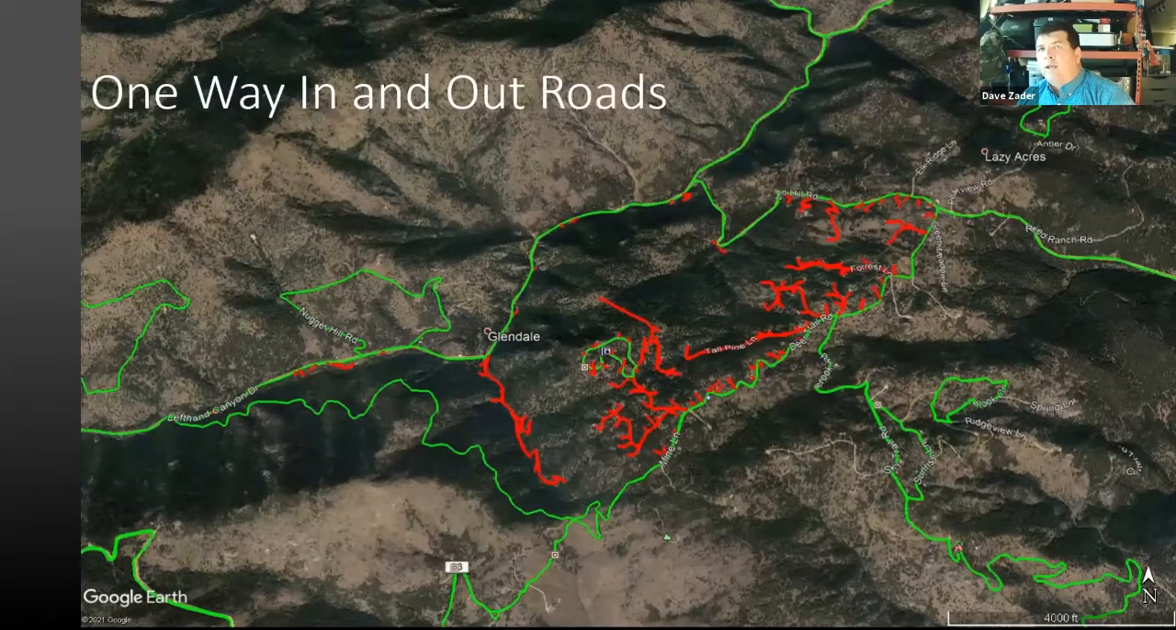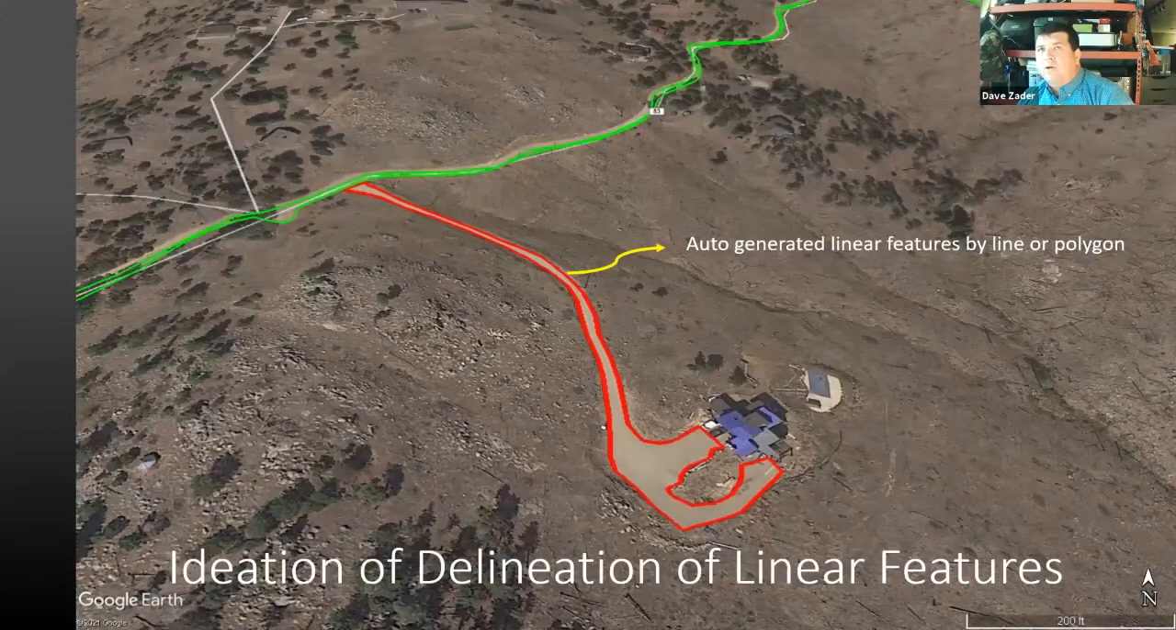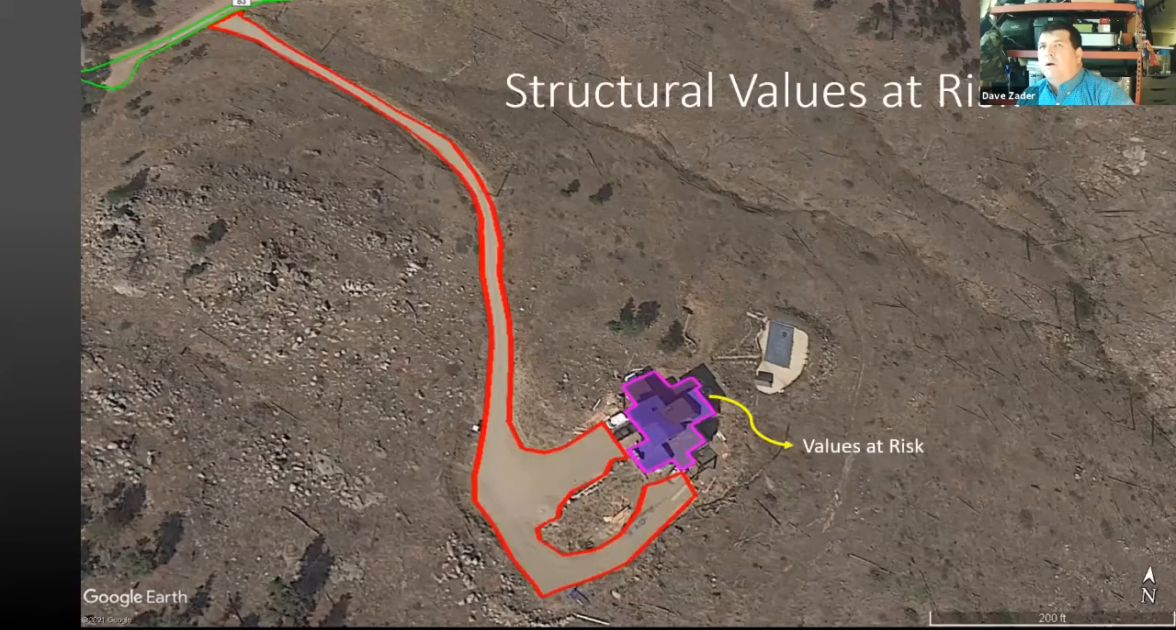We can look at the one-way in and out roads. Those also help us predict where values at risk might be. And this is the ideal, what I would like to see as a remote sensing product: the edges of inorganic soils that we can use to fight fire from. That's how we fight fire. And then the other parts are injecting the data in there that we need to protect.